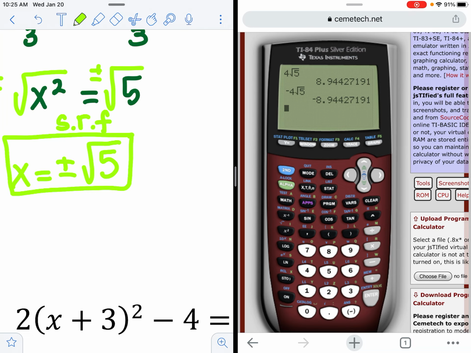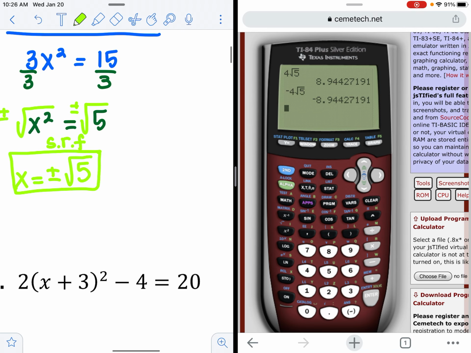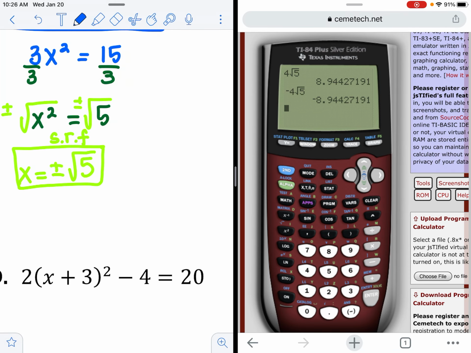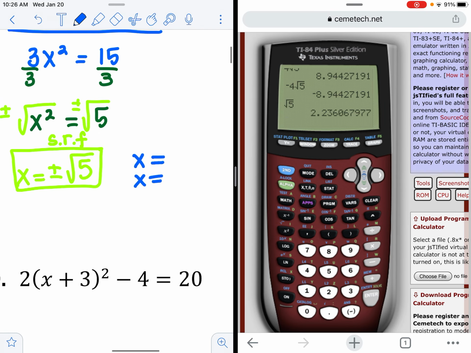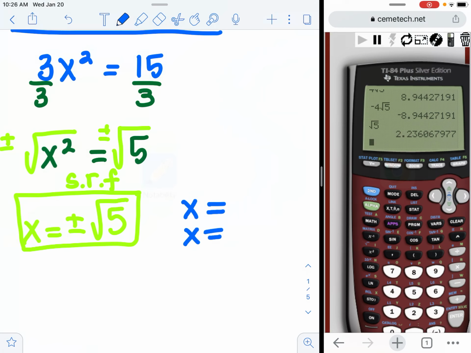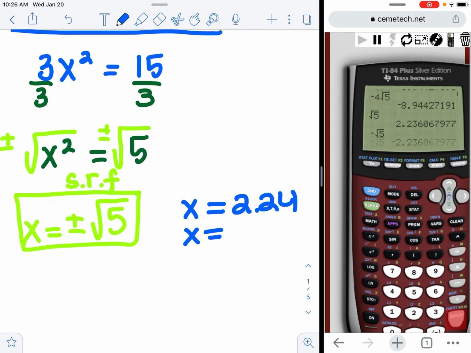Just like if I ask you to simplify 1/2 and you're like, I can't, it's as simplified as it can be. And there's still a radical in your answer. So simplest radical form. Now I also want my decimal answers. So x equals, x equals. So I need to know what root 5 is, and I need to know what negative root 5 is. So root 5 is 2.23, and right next to it on the calculator is 6. So that's 2.24. And then I also have negative root 5, which is negative 2.24.